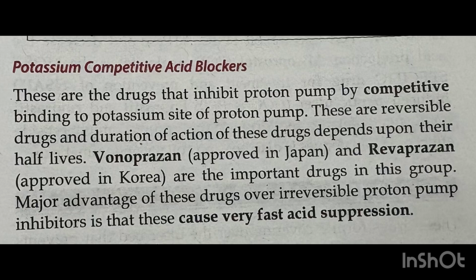Potassium competitive acid blockers. These are the drugs that inhibit the proton pump by competitive binding to the potassium site of the proton pump. These are reversible drugs, and the duration of action of these drugs depends upon their half-lives. Vonoprazan, approved in Japan, and Revaprazan, approved in Korea, are important drugs in this group. The major advantage of these drugs over irreversible proton pump inhibitors is that they cause very fast acid suppression.